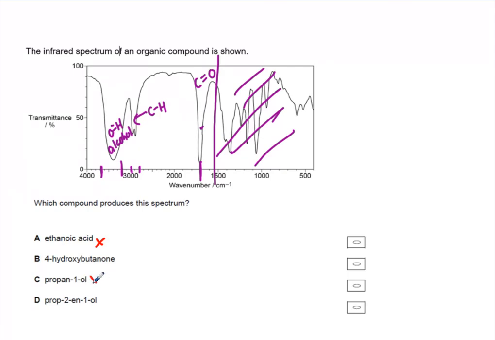Propan-1-ol wouldn't have a C double bond O peak. This would have a CC, and CC comes a little bit lower down, 1600, so the CC would be like here and usually a bit smaller, and so it's not that. Also we'd need that C double bond O. So we're left with the 4-hydroxybutanone, and because we're calling it butanone, which is this, we've actually had to call the alcohol a hydroxy, so it's B.